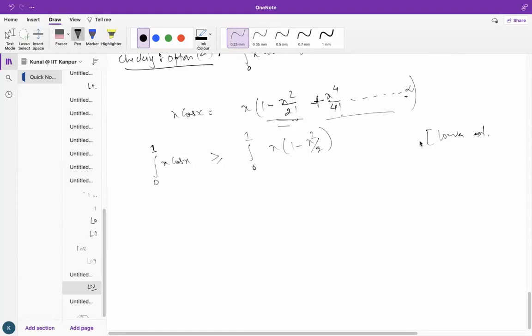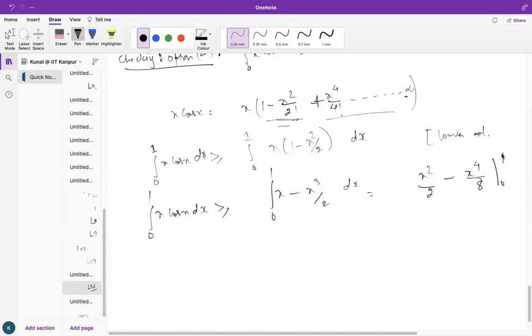So we can get the lower estimation of this definite integral, integrating from 0 to 1 the function x cos x. Let's integrate this. The integral from 0 to 1 of x cos x dx is greater than or equal to the integral of x minus x cubed by 2 dx. Integrating, we get x squared by 2 minus x to the power 4 by 8, from 0 to 1. When we solve that, we get 1 by 2 minus 1 by 8, which is equal to 3 by 8.